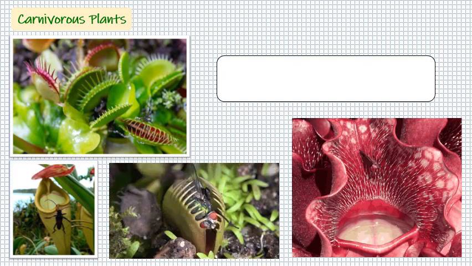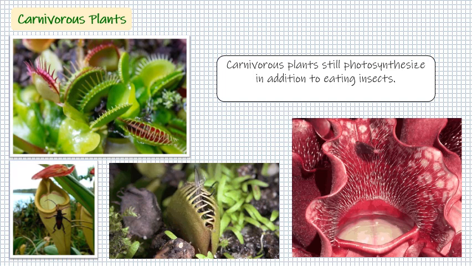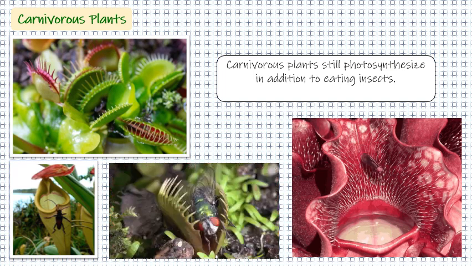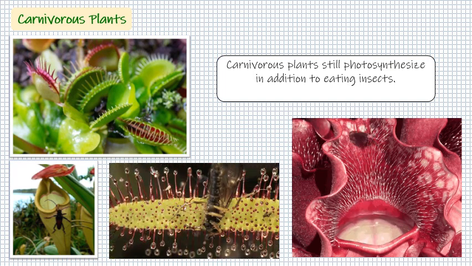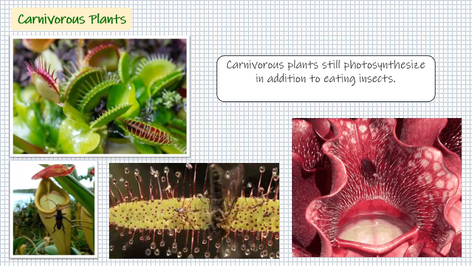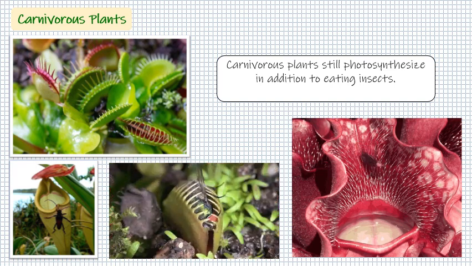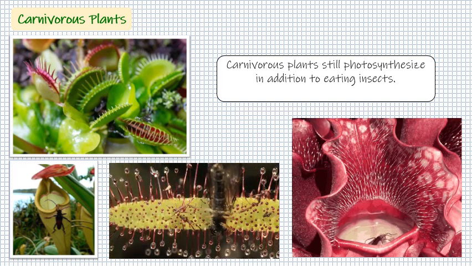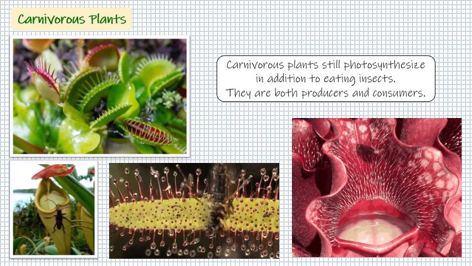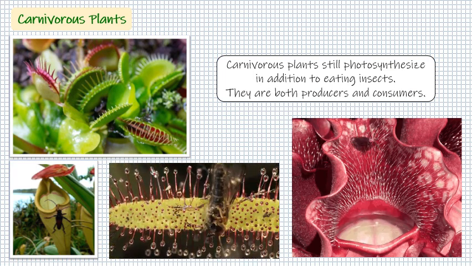They usually trap insects. Carnivorous plants are also green, so they can still go through photosynthesis and produce their own food. They can make their own food. But since this food isn't enough, they need another way to feed themselves. So they consume insects. They are both producers and consumers.